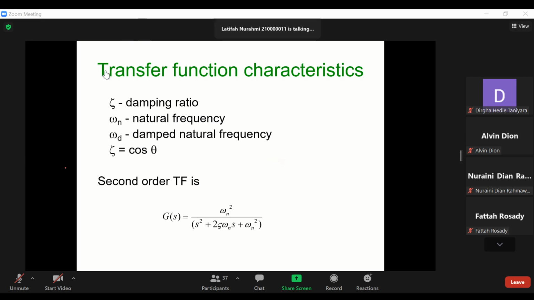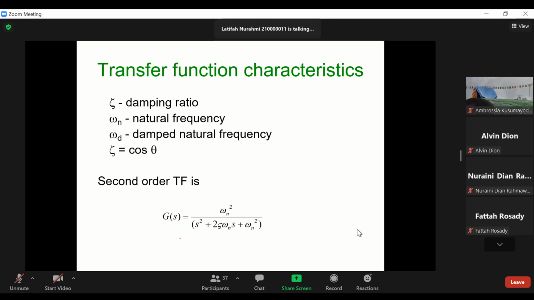So is there any questions for the fifth order system? Not yet, ma'am. Yeah? No? Not yet. For me. Okay. If there's no questions, let's continue. Let's continue with the second order.